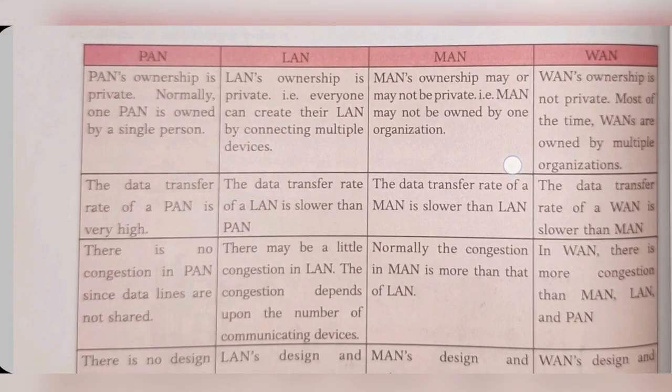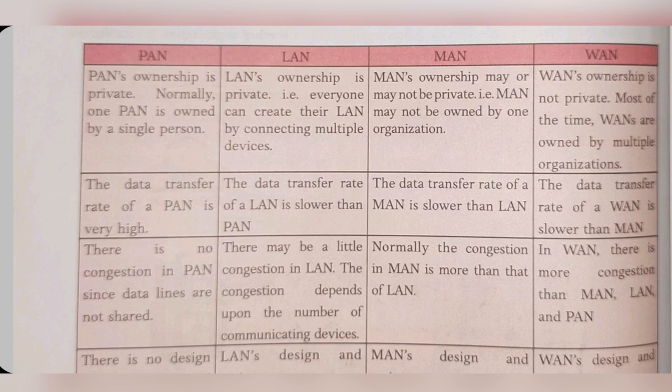So here are some differences between PAN, LAN, MAN and WAN. PAN ownership is private. Normally you will use PAN for connecting computers within your own personal room, so it is totally dedicated to you only. LAN ownership is also totally private, specially used by schools, hospitals, banks for their own purpose only. They do not allow the public to access their computers.